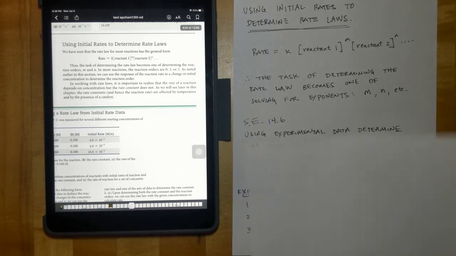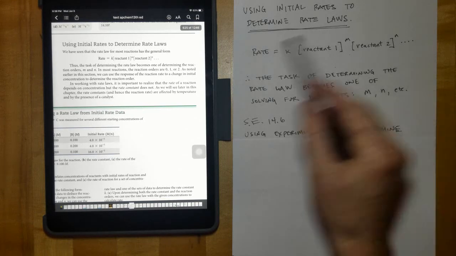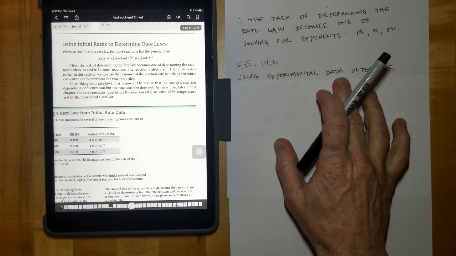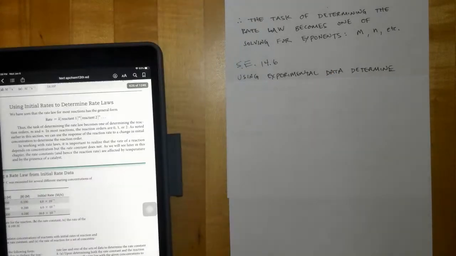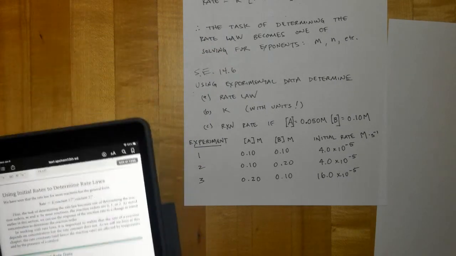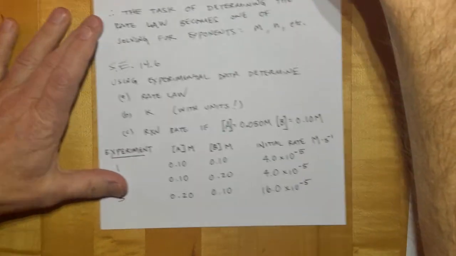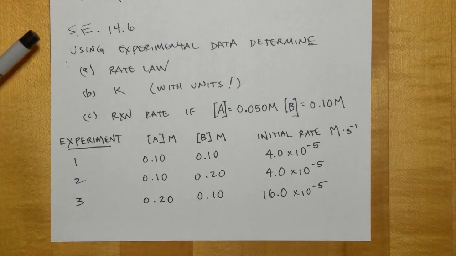All right? So here is sample exercise 14.6, and we're going to go through finding this rate expression or rate law. I'm going to move this over here, and I'm going to let you write down the entire problem, and then I'll start to talk about it just a little bit. I'm going to zoom in on it right here. It's sample exercise 14.6 from your textbook.